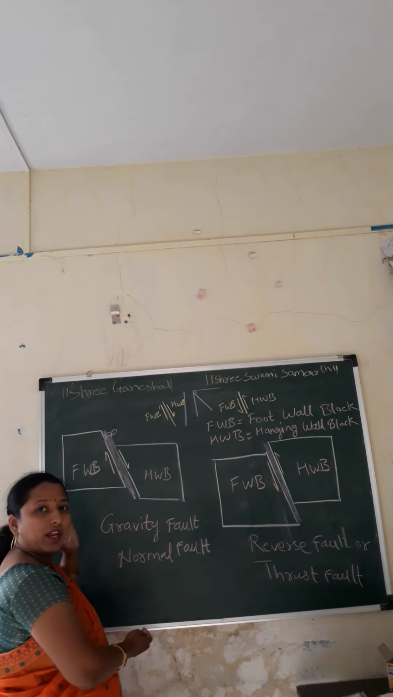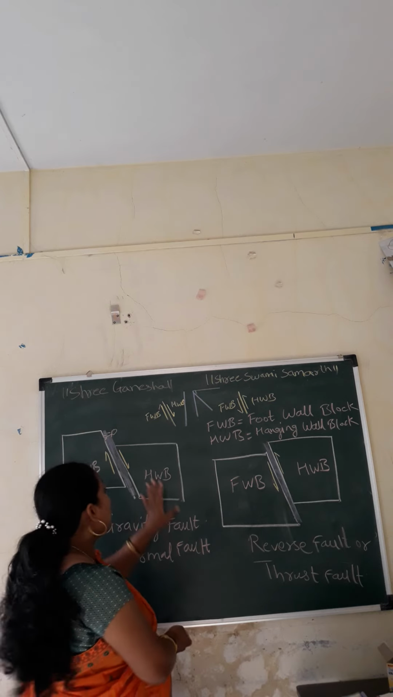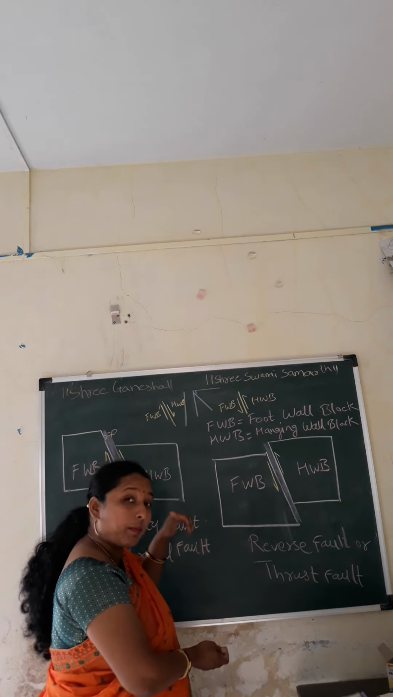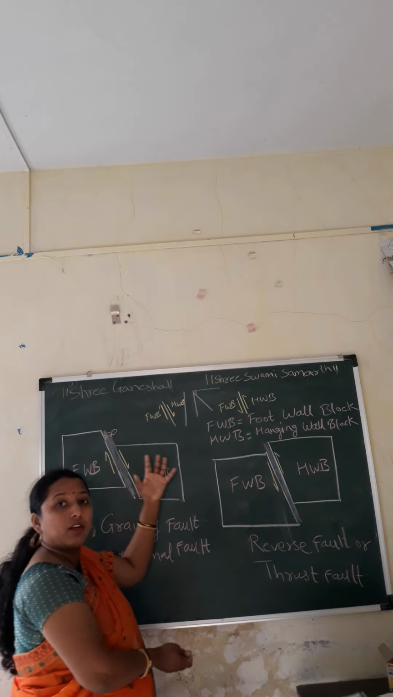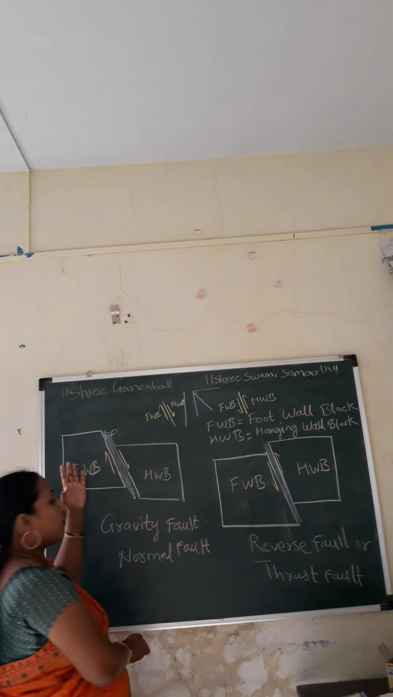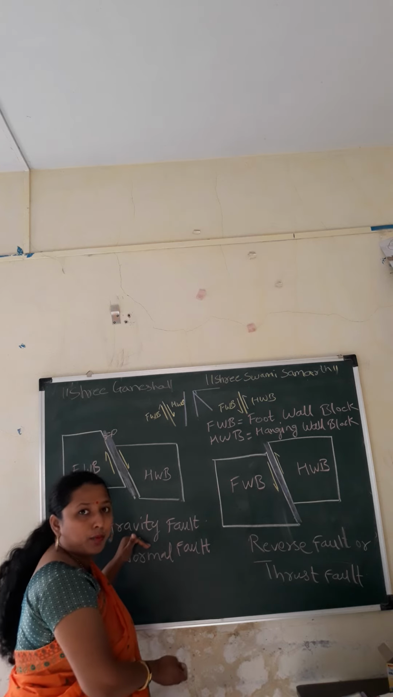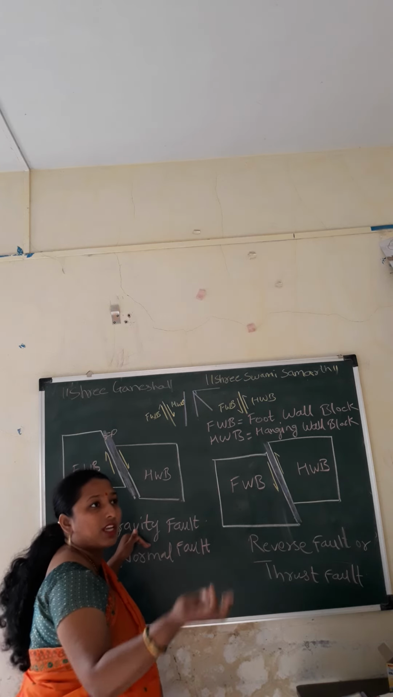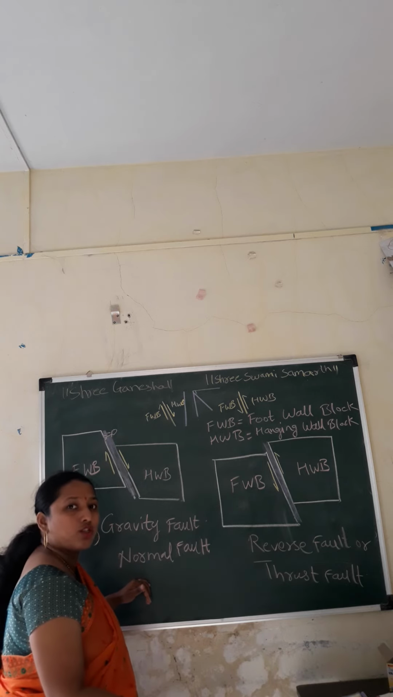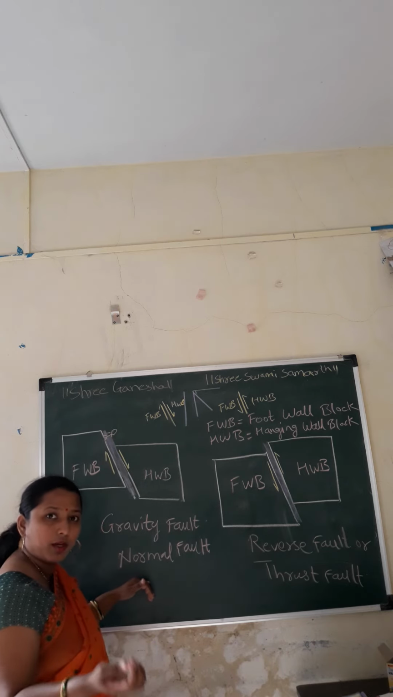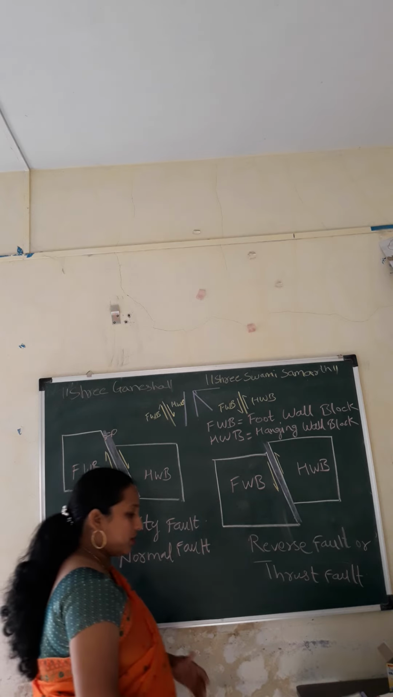And in a normal condition, anything that is hanging falls down. Therefore, whenever the hanging wall block comes down, remember it like that. It becomes easier to remember if you understand concepts. Whenever the hanging wall block comes down with respect to the foot wall block, that is a gravity fault, because under normal conditions, anything that is hanging falls down due to gravity. It is also known as a normal fault because it is under normal conditions. So this is how you remember things here.